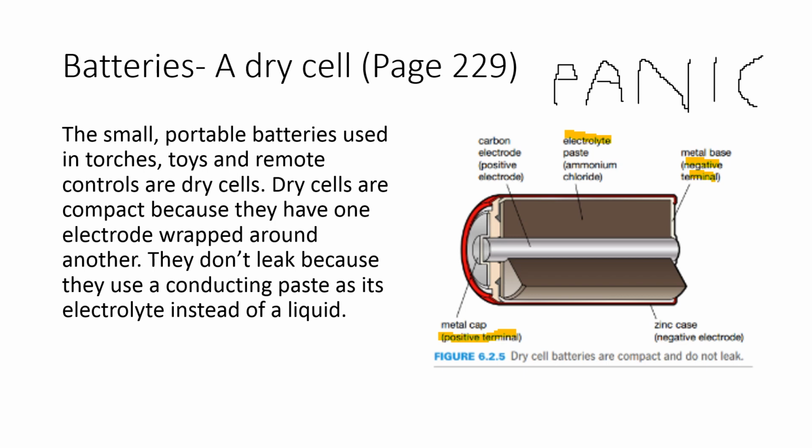so if I am going through here, it says dry cells are compact because they have one electrode wrapped around another. It says they don't leak because they use a conducting paste as the electrolyte instead of a liquid. So it's known as the dry cell because the electrolyte being used here is dry. It's a conducting paste instead of a liquid, such as the sulfuric acid that you see in the wet cell in the previous slide. So I'm just going to move on to the next slide.